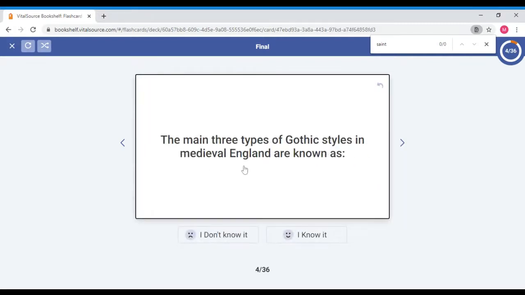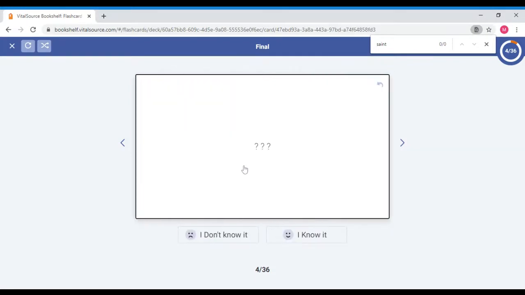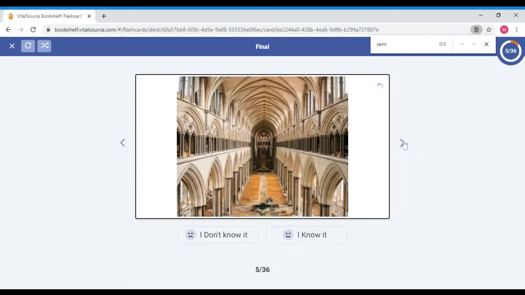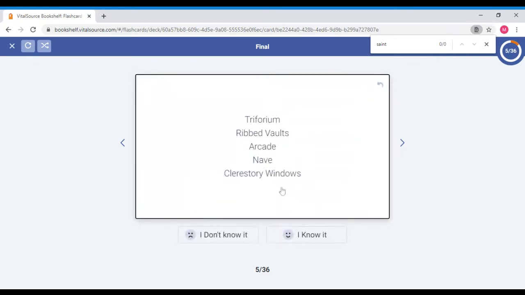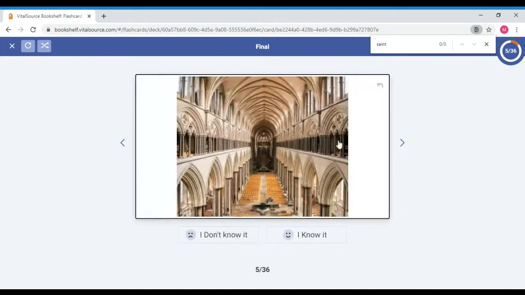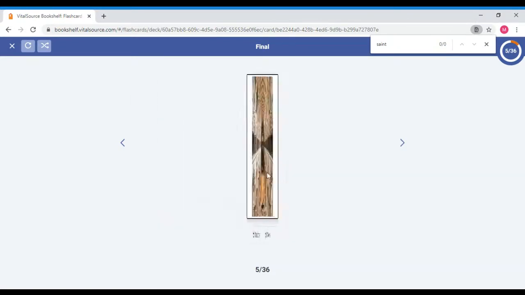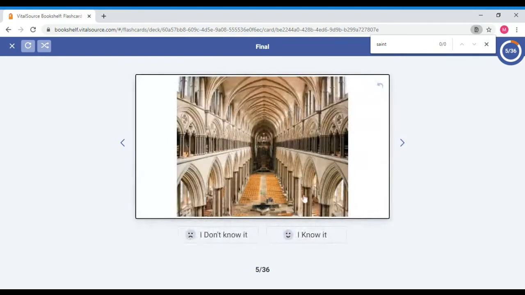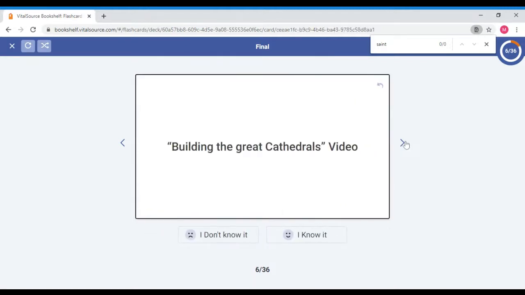What are the main three types of Gothic styles in medieval England? So there's three. I talked about those. If not, they're in the book, but just have that in mind. Here it's going to be important for you to label all these parts. So there's the triforium, there's a brick vault, there's an arcade, there's a nave, and there's a clerestory window. Hopefully you can know which is which.